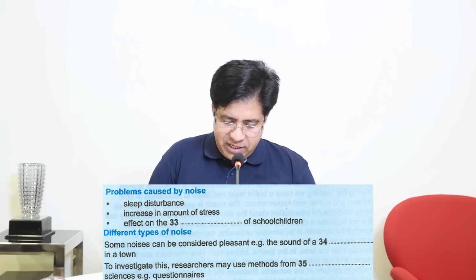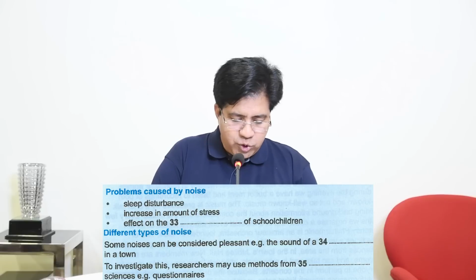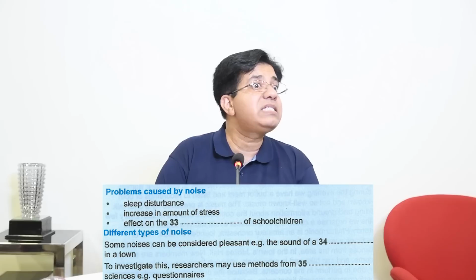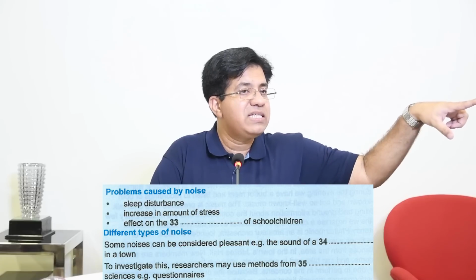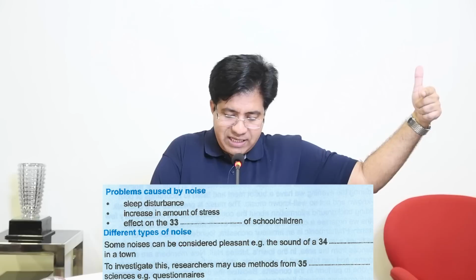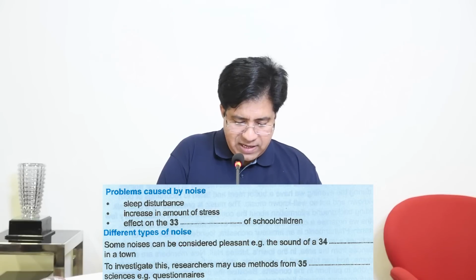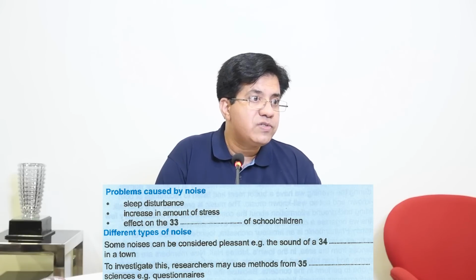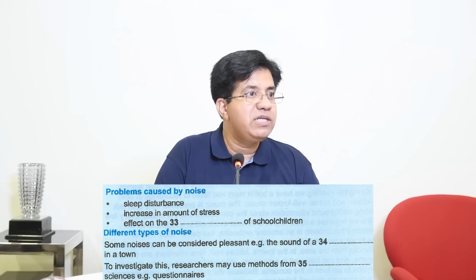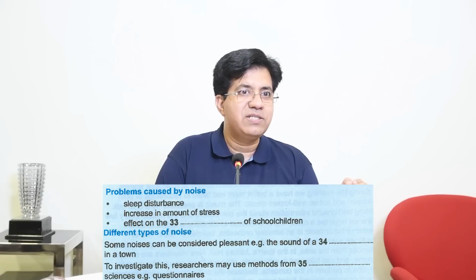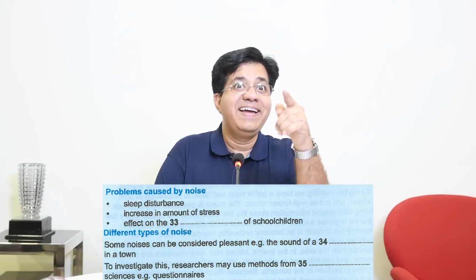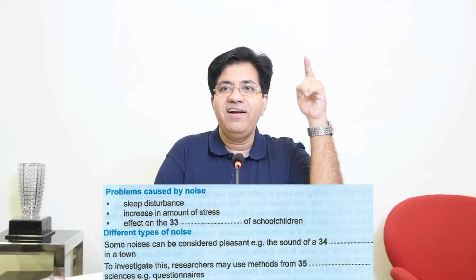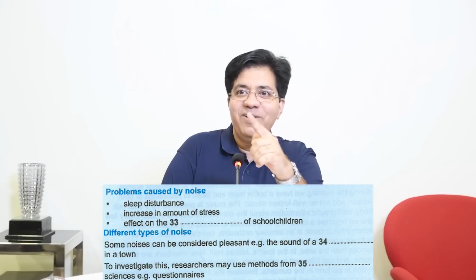Okay, let's see. Question number 35. To investigate this, researchers may use methods from dash sciences. Type of sciences. It's going to be a subject. And by the way, guys, you should focus on one thing which is called collocations. If you do collocations, you can find answers even without listening to the audio. Dash sciences, guess: environmental sciences or social sciences or political science, that is singular, okay?